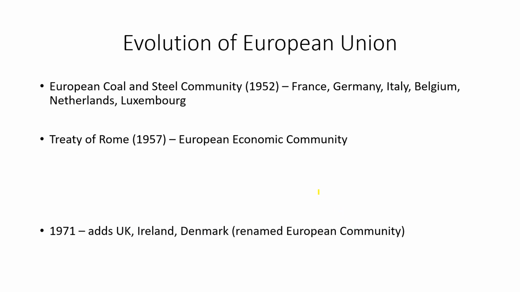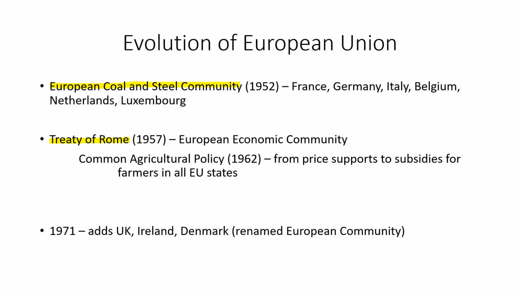The EU has evolved over a fairly long period of time. It started off in the early 50s as the European Coal and Steel Community amongst those few states. Treaty of Rome in 1957, they called it the European Economic Community. In 1962, they created the Common Agricultural Policy that included price supports on certain goods and subsidies for the farmers in all the EU states. So they were trying to get all the European states together on these particular policies.